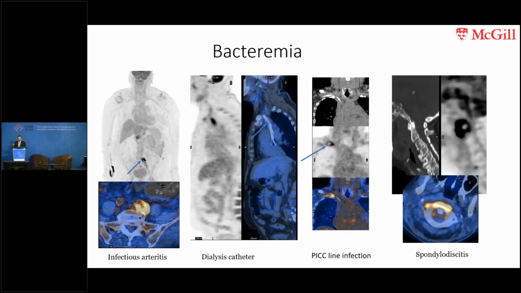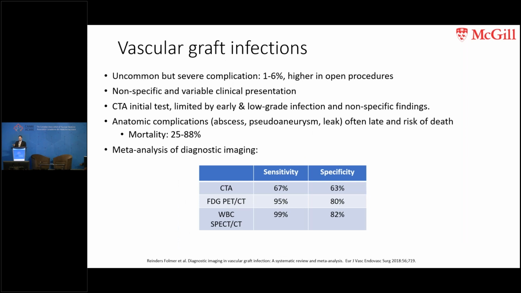So here are some examples of cardiovascular manifestations, complications of bacteremia: infectious arteritis, dialysis catheter infection, PICC line infection, and incidental spondylodiscitis. Moving on to vascular graft infections, another severe cardiovascular infection, also associated with high mortality, another emergent and urgent finding to diagnose. Many different imaging procedures can be used for that. FDG PET has very high sensitivity and specificity.